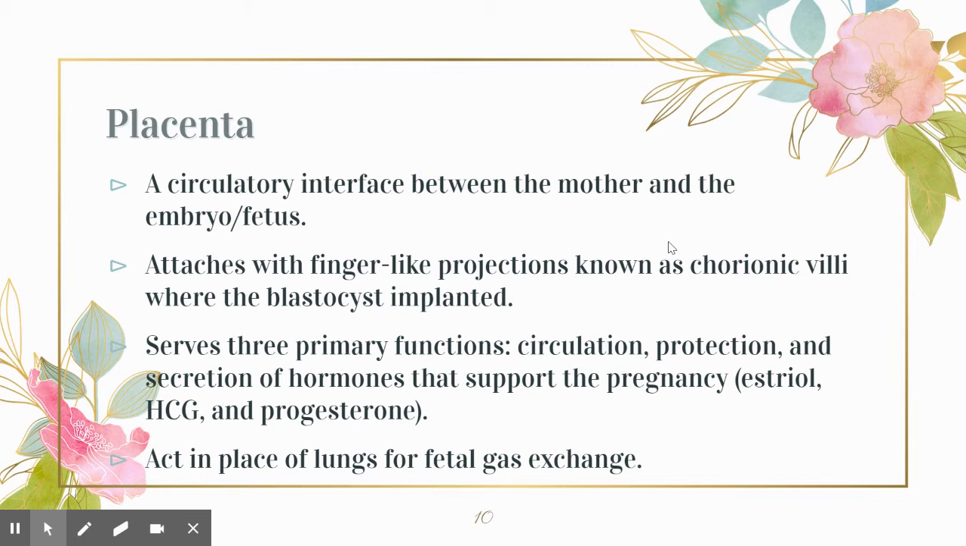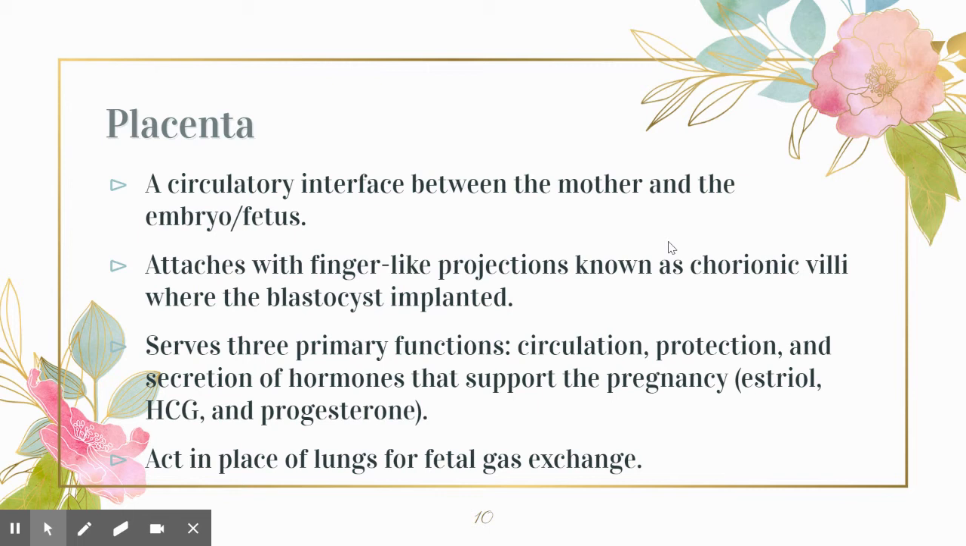It goes into the blood vessels. It's filtered. And the things the baby needs go to it, along sometimes with things we don't want the baby to get. There are these finger-like projections known as chorionic villi, where the blastocyst implanted, and that attaches the placenta.